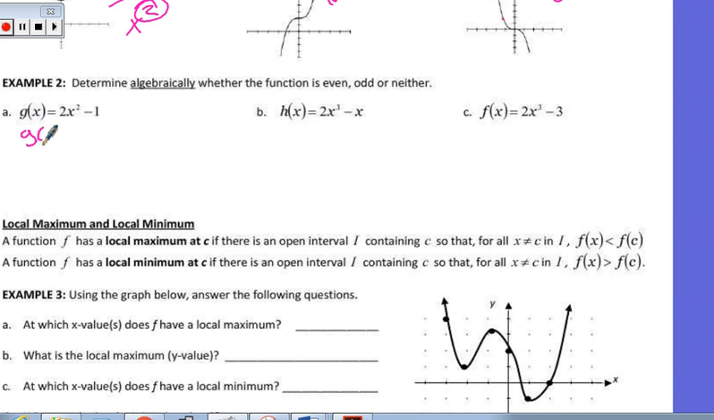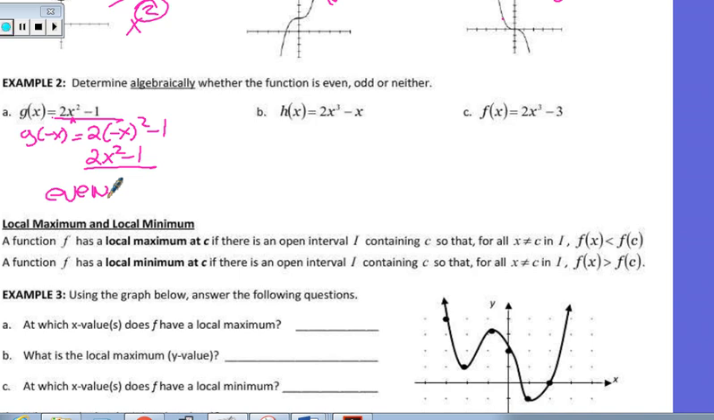So the first thing I'm going to do is find g of negative x, which means I'm going to put a negative x in wherever I see an x squared. So that's going to be 2 times negative x squared minus 1. When you square a negative, it does become positive. Since this function is exactly the same as that one, what we have here is an even function. There's no reason to continue. So let's try with b.